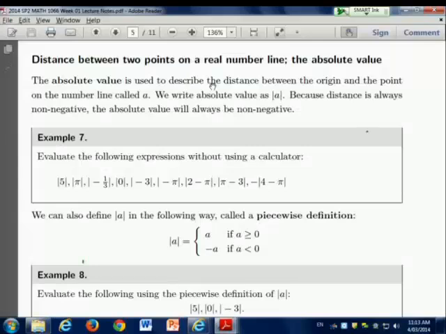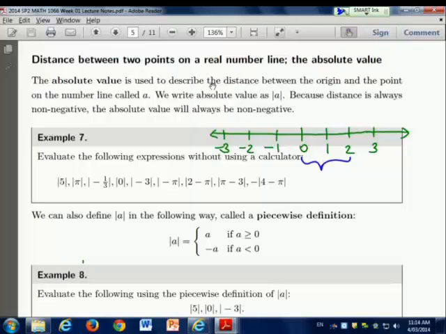I need a number line again. I said that all numbers have a size and a sign, and we're very happy with the idea of sign. It means you're either to the left or to the right of 0. The size tells you how far away you are from 0. So if we have a look at 2, 2 is 2 units away from 0. Negative 2 is 2 units away from 0.